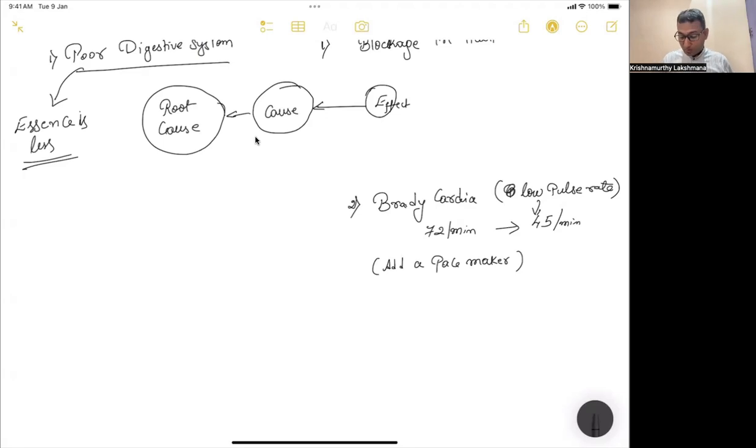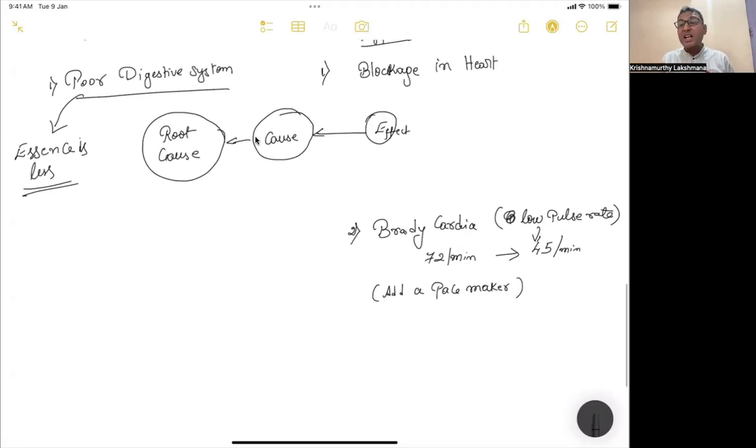Now, what will you do? So bradycardia is a low pulse rate. Cause or effect? Bradycardia is an effect. Okay, problem, symptoms that we are seeing. Now I have to go to the cause. What could be the cause? The cause could be heart pumping less. Heart chi is deficient. Heart's own energy may be less. That is why it is beating less.